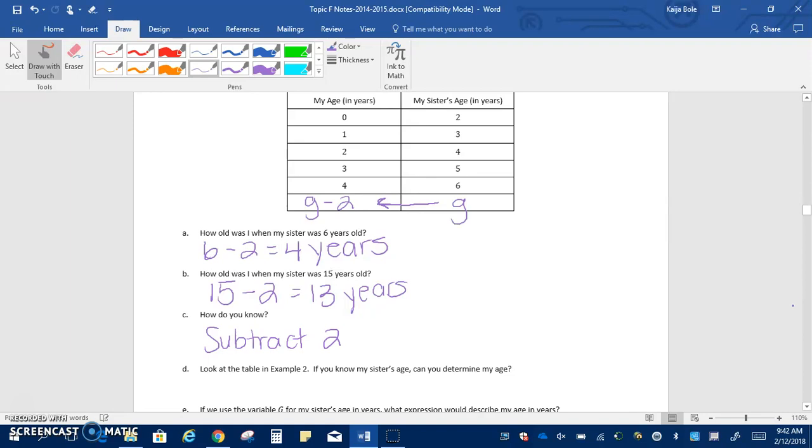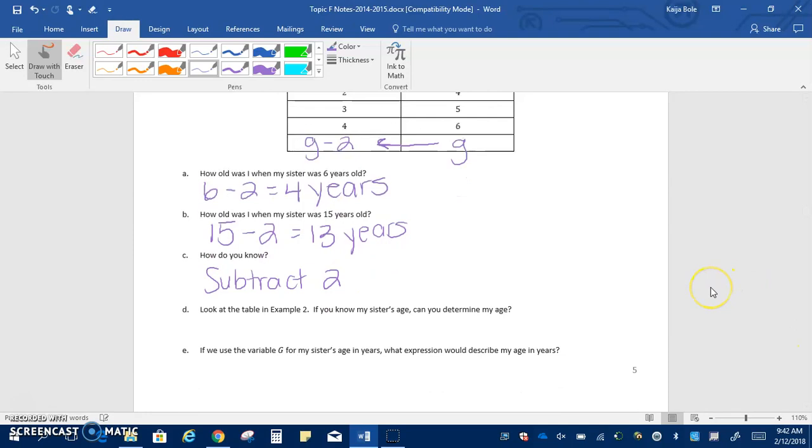All right. If you look at the table, if you know my sister's age, can you determine my age? Yes. All right. And we can do that if we use that last question here. Use our variable g. It would be g minus 2. Okay, so now we've gone from looking at patterns to writing expressions that tell us what our patterns are.